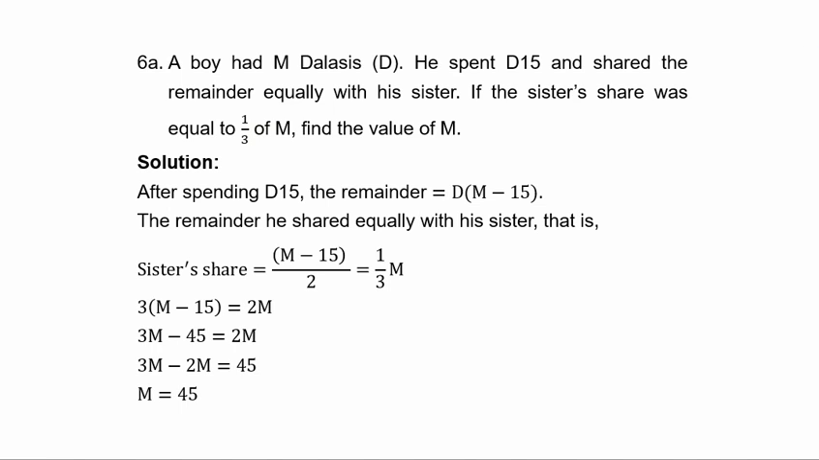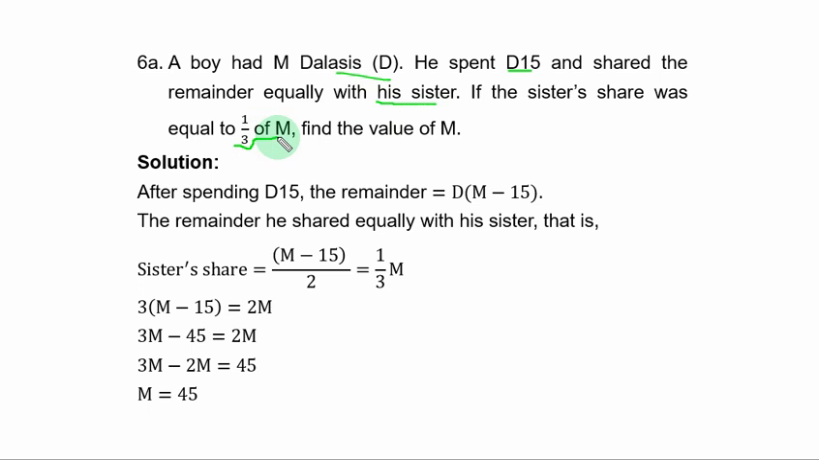Question 6A. A boy had $M. He spent $15 and shared the remainder equally with his sister. If the sister's share was equal to 1/3 of M, find the value of M.